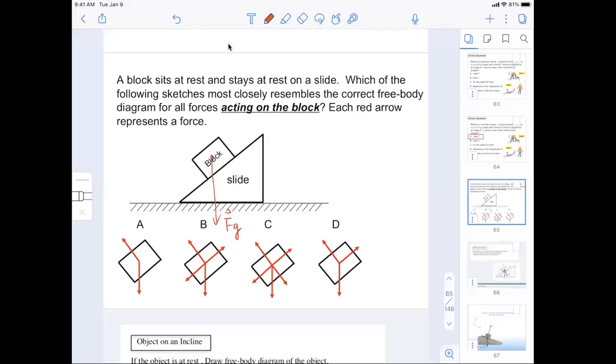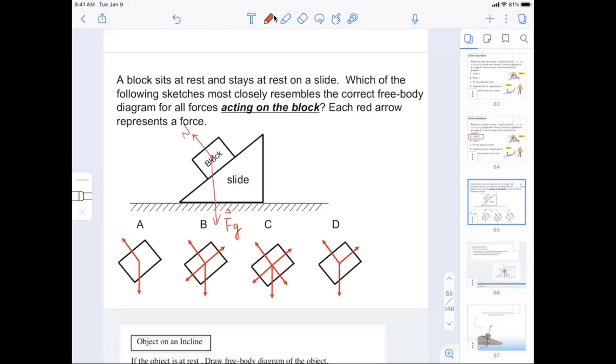And the block is also in contact with the ramp, with the slide. So the slide will exert a force on the block, right? What force or forces will the slide be exerting on the block? It exerts a normal force, which is perpendicular to the surface of the slide. Perpendicular to the surface, very good. I'm going to point it upward, normal force. So that's choice A, these two, right?